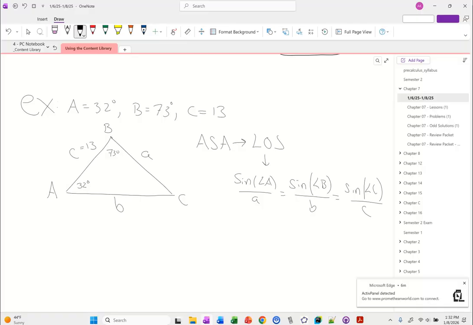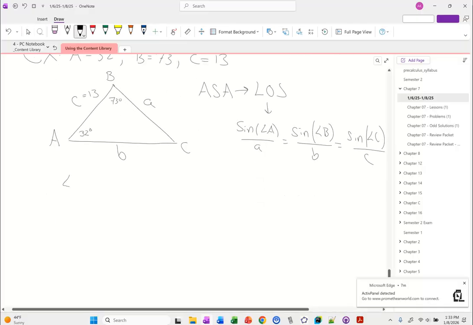Now, because all three of these ratios are written equal to each other, I could write sine of angle A over side A equals sine of angle C over side C, right? If all three of them are equal, I can pick and choose whichever ones and set them equal to each other. Everybody's good with that? All right.